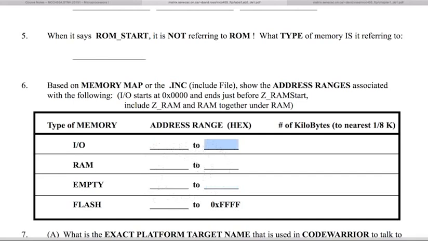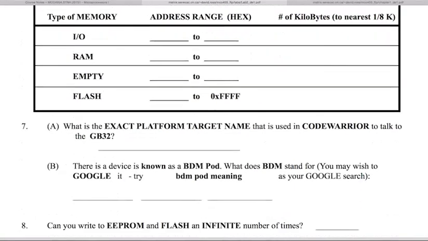of memory in CodeWarrior. Later in the theory class, we're going to work out and show you how to fill this chart in and figure out the number of kilobytes to the nearest 1/8 of a K for these various address ranges. That will be done in the theory class. Now let's see, what is the exact platform target name?